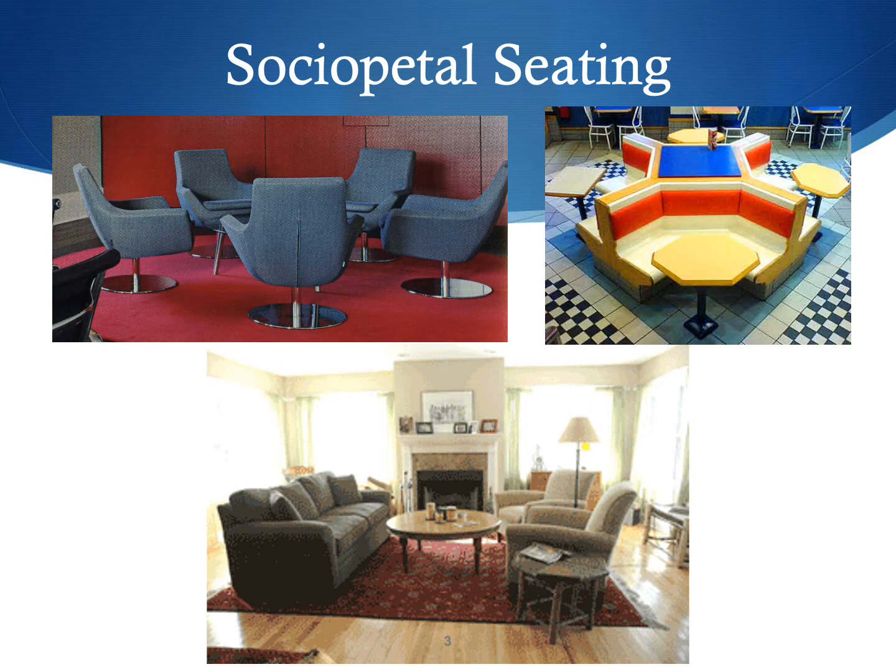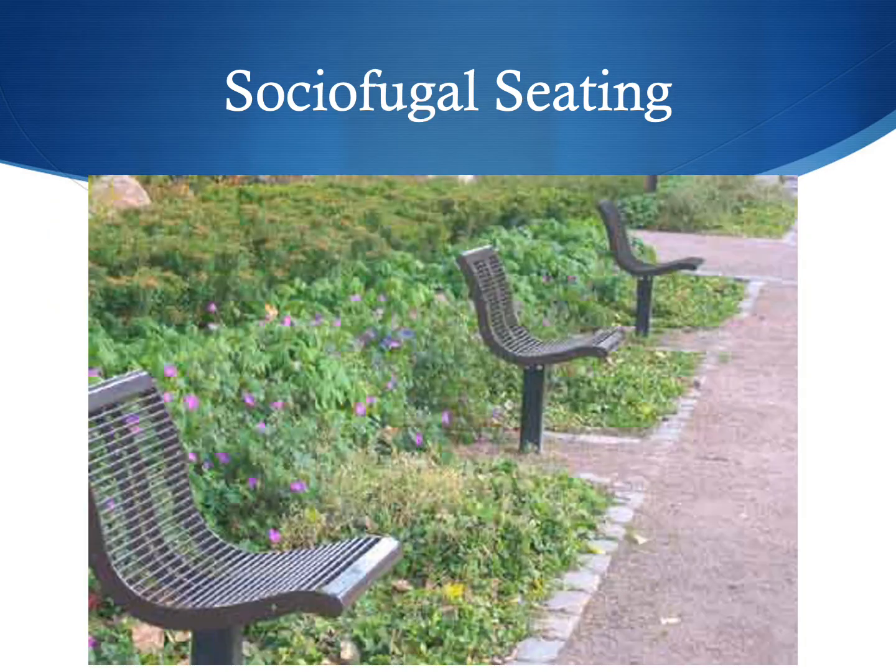Now, on the other hand, let's take a look at some sociofugal seating arrangements. These seats in a park are very sociofugal. You're sitting just by yourself. There's no way anybody can sit right next to you. The other seats are far away and facing in the same direction. So interaction between people in those seats is going to be quite difficult.